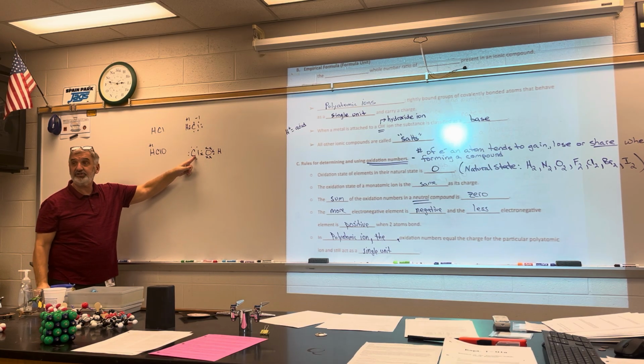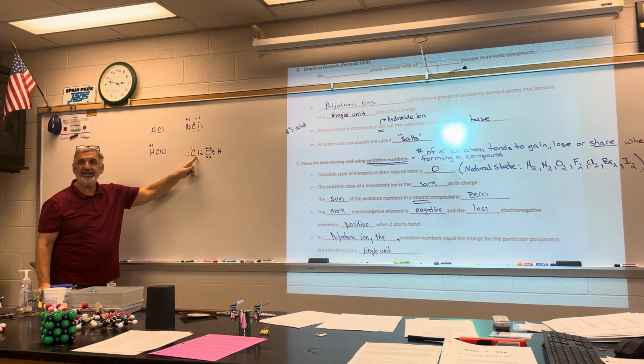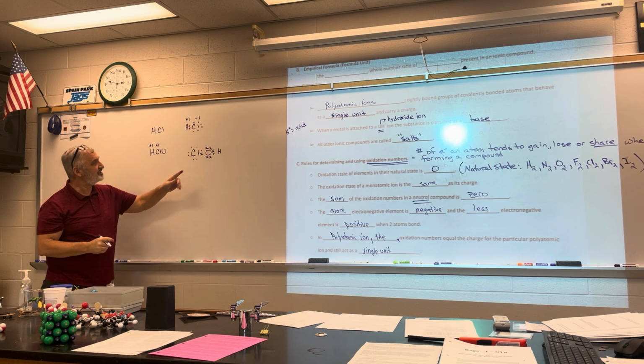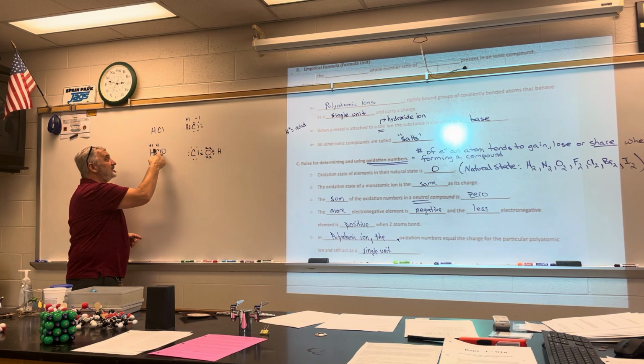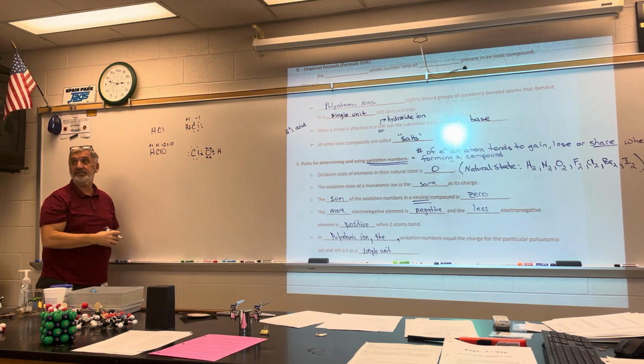Chlorine has how many electrons still involved in bonding? 1. Just 1, okay? But it's with oxygen now. Which is more electronegative, oxygen or chlorine? Oxygen. So what does that mean about the charge on the chlorine? It's going to be positive. So chlorine's now going to be +1. And then oxygen has how many electrons involved in bonding? 2, right? But it's the most electronegative, so it's -2, and altogether it adds up to 0.